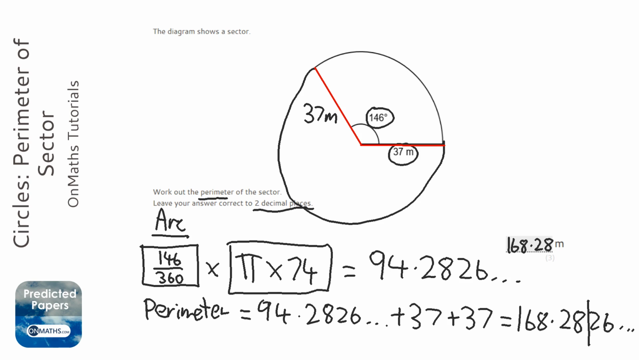Now just be careful that you add on the extra bits. When it asks you for a perimeter, just make sure you've gone the total distance around the shape. Put a dot and just draw with your finger around the shape to make sure you've got all the distances.